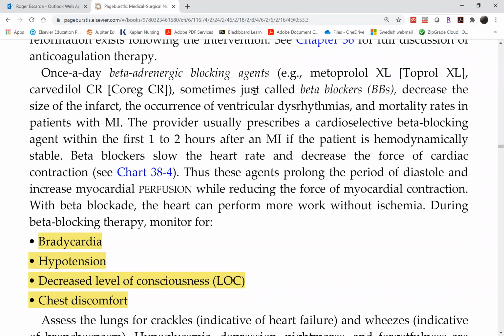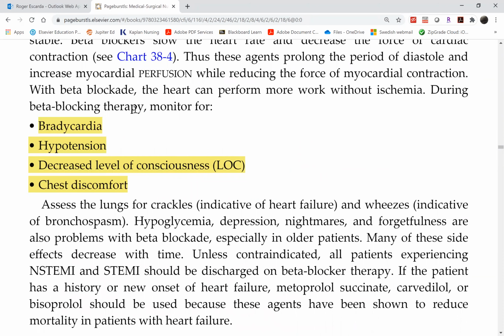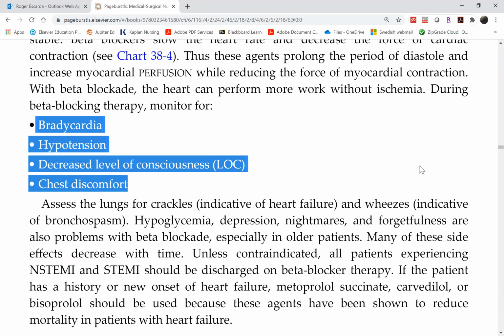Beta blockers obviously are given to stop the effects of epinephrine, because you don't want this patient's heart rate to be above 60. So you want to keep it around 60, or even in the 50s would be great for an MI patient. Side effects from beta blocker therapy.